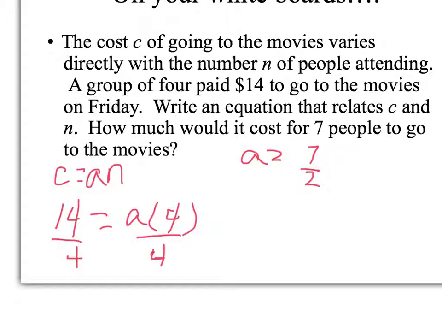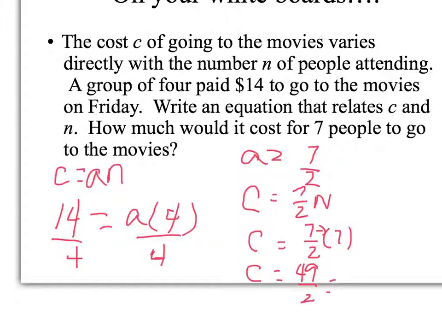All right, so how much would it cost for 7 people to go to the movies? My cost is 7 halves N. So my cost would be 7 over 2 times the number, which is 7. So 7 times 7, if I multiply across, would be 49 over 2. This is a cost, so I have a feeling we probably should write it as a decimal. 49 divided by 2 would be $24.50. I'm thinking, where are those people going to the movies? Because it costs me a lot more than that to go to the movies.